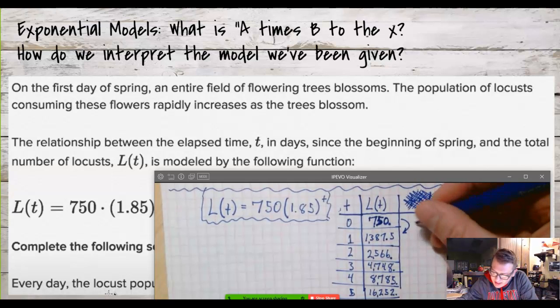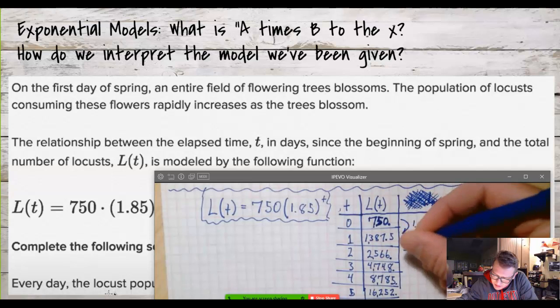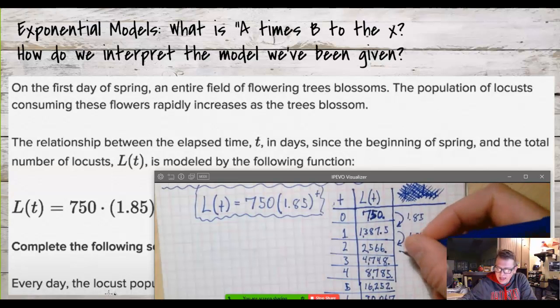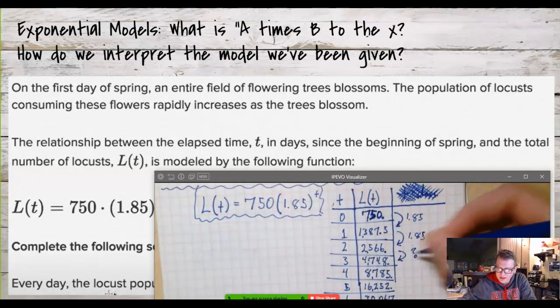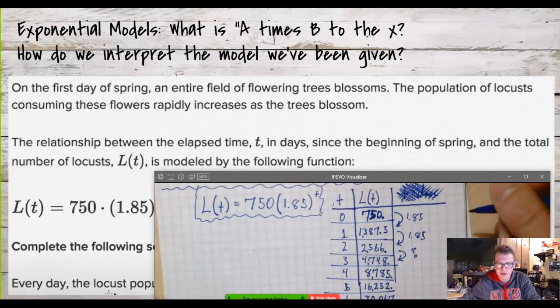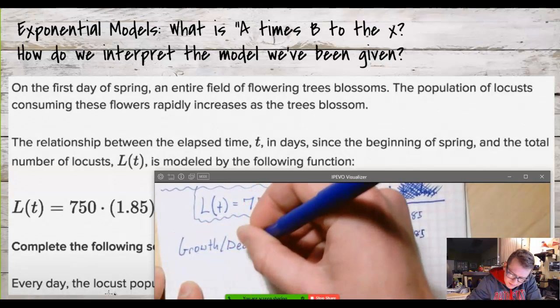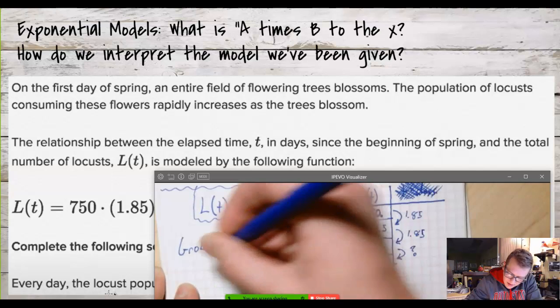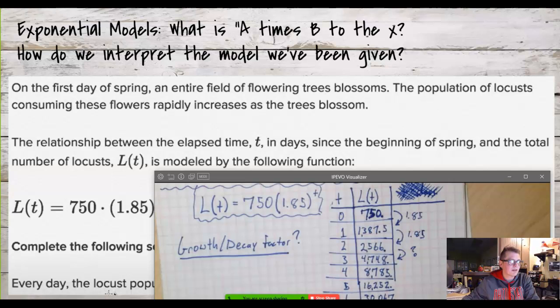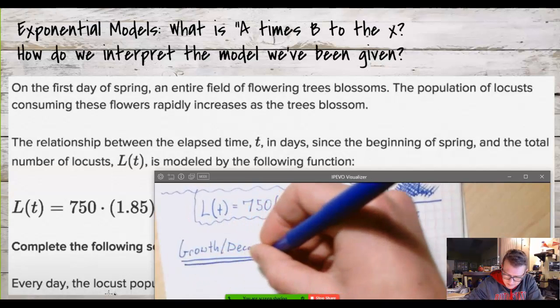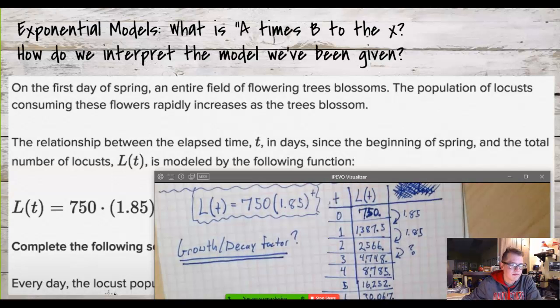So what we see here is every time we move forward, we multiply by 1.85. So guys, what if we had to determine what this was? What if we had to find the growth factor? How do we find the growth or decay factor? What math could we do to do that? If we knew multiple points that would end up being on a graph, we could use that to figure it out. What math are we going to do?